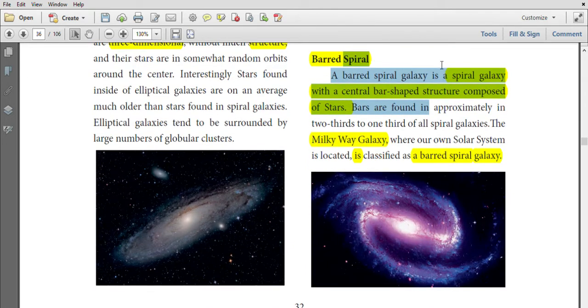Barred spiral. It is a spiral galaxy with a center bar shape. This is the center bar shape. It has a spiral structure. Our Milky Way galaxy is an example of a barred spiral.